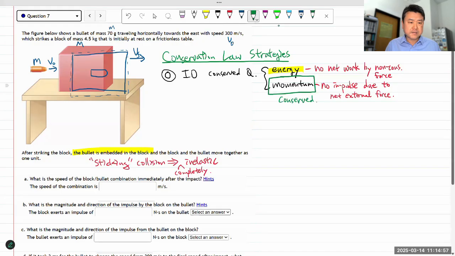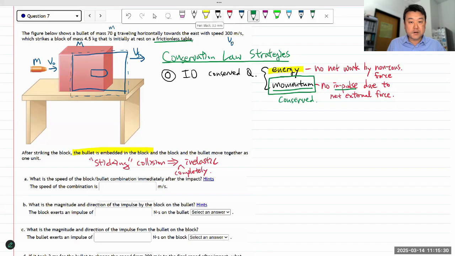And looking at this, especially because they told us frictionless table, there is external force, gravity and normal force, but they balance each other out, so no net external force. And I will tell you, even if the table hadn't been frictionless, a lot of times we would come up with an argument why friction can be neglected. Maybe the impulse due to friction is negligible compared to the impulse due to the interacting forces. So we've identified the conserved quantity, momentum.